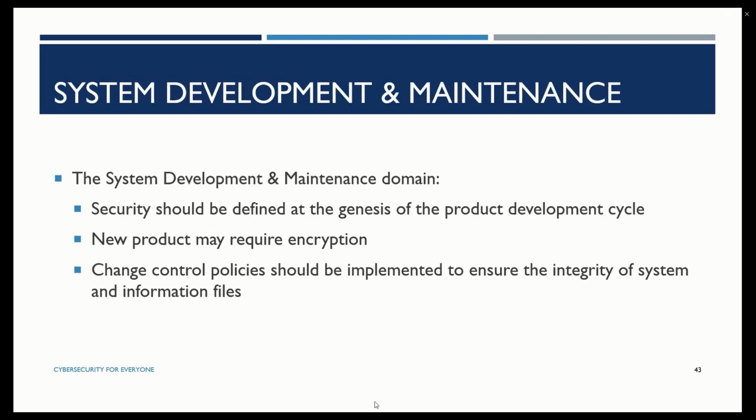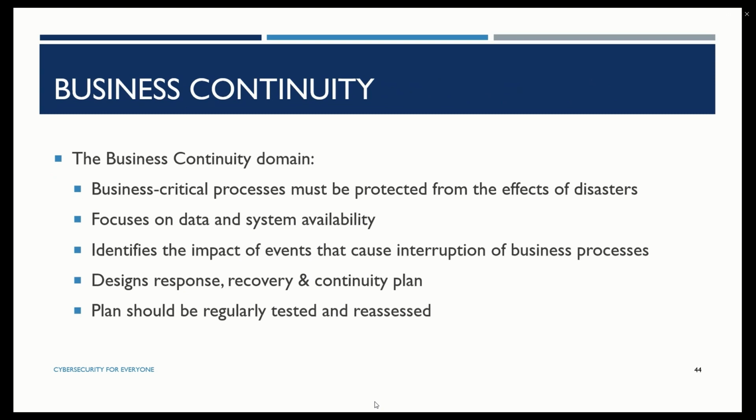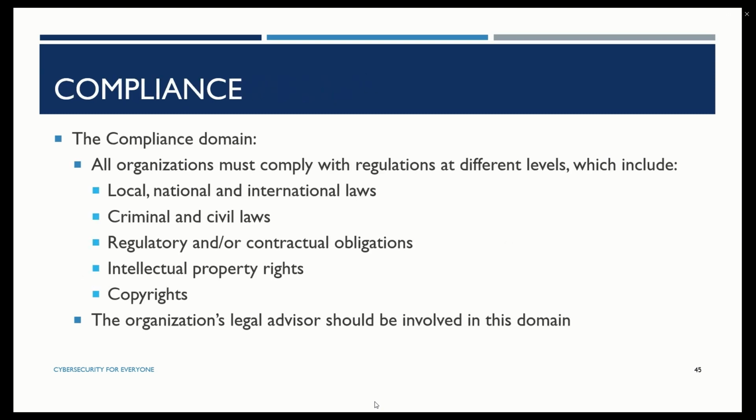The system development and maintenance domain, that's where security should be defined at the genesis of the product development cycle. The business continuity domain focuses on business critical processes which must be protected from the effect of a disaster. And the compliance domain, where all organizations must comply with regulations at different levels, such as local, national, and international laws, criminal and civil laws.